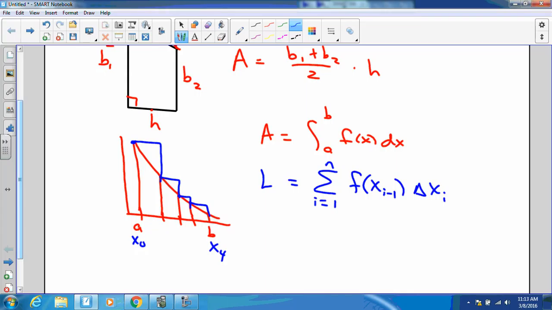The two things that I want you to pay close attention to are, first of all, the geometry of it. I've done a left-hand sum over here, and second of all, the way I accomplish it over here is by doing f of x sub i minus 1, taking the one on the left, times delta x sub i. Does that make sense to everybody?